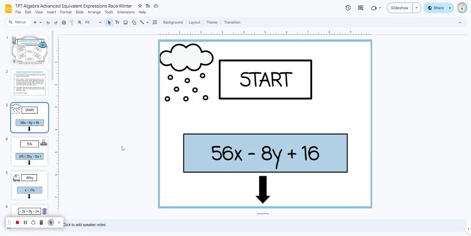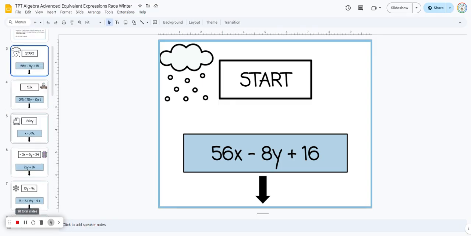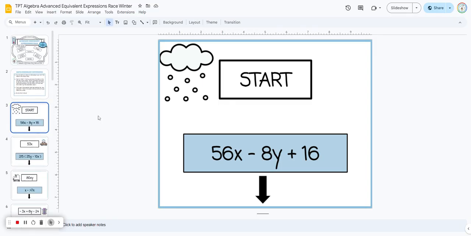So they're going to start on slide 3. They're given an expression in the blue box. They have to match that with an equivalent expression in the white box at the top of one of the other slides. Now these are advanced expressions. I needed something a little bit more difficult for my more advanced students.